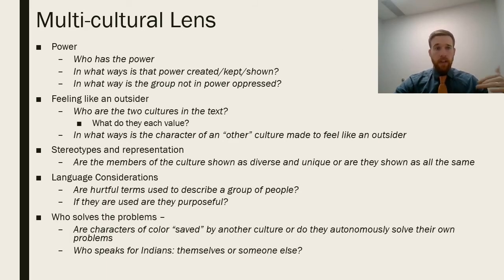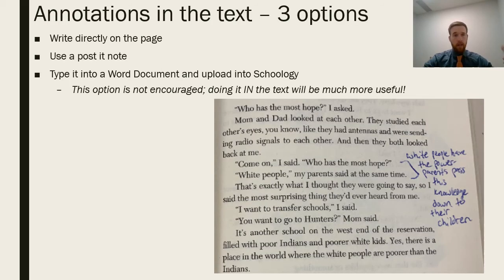So if I'm looking at all these different ways, I'm going to give you another example for some of them, but also show you what the annotations look like. If I'm doing it in my book, this is how I would do it. I have this conversation where Arnold's saying, come on, I said, who has the most hope? White people, my parents said at the same time. So we're getting into who has the power. His parents are saying who has the power.